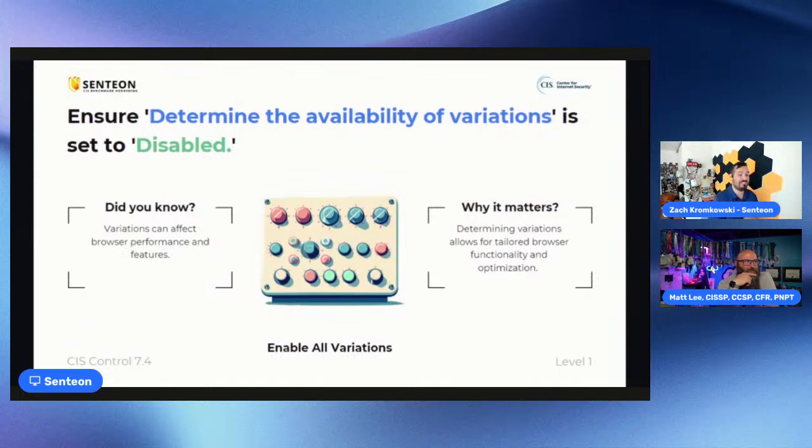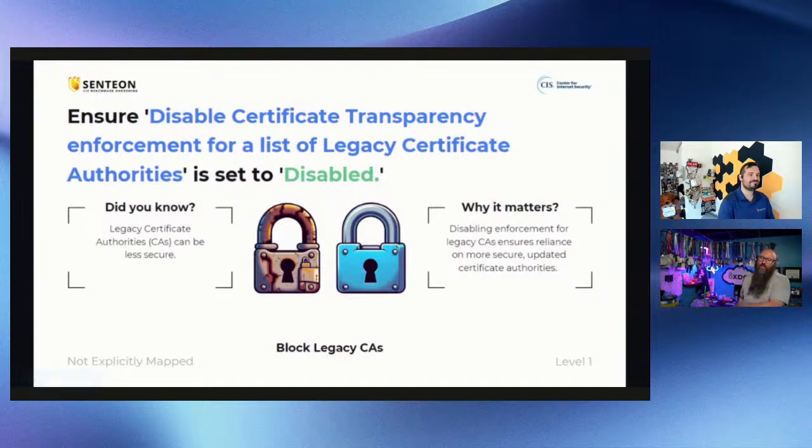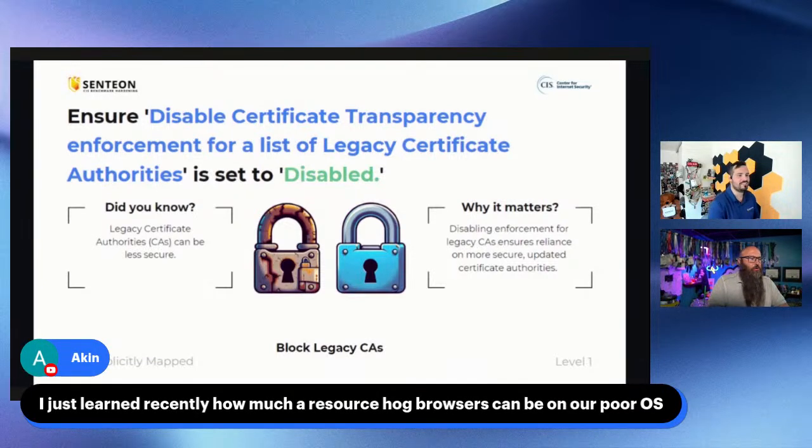Next setting here. I mean, you saw my CIS test results with Senteon. We were mapping to control 14, which I know you'd probably heavily disagree with, but that's what the CIS benchmarks say. So legacy cert authorities can be less secure. Disabling enforcement for legacy CAs ensures reliance on more secure, updated certificate authorities. So basically saying, don't allow me to go back to an older CA when a newer CA is available. Yeah, that's exactly what that is.